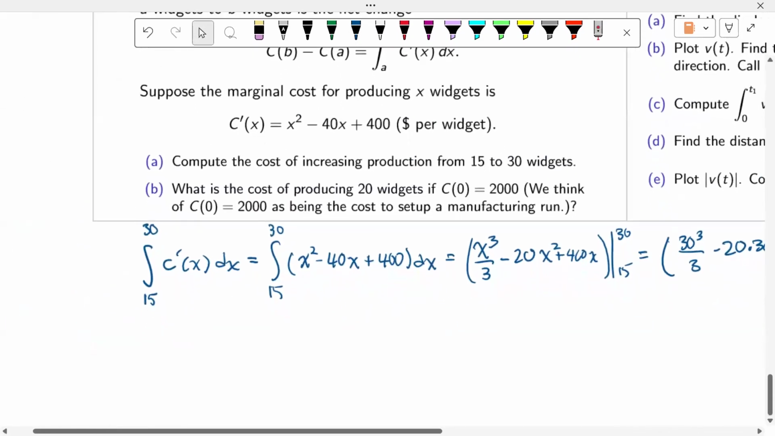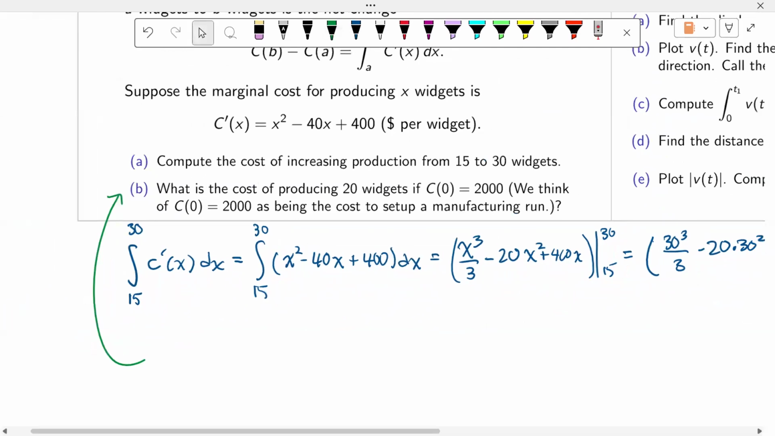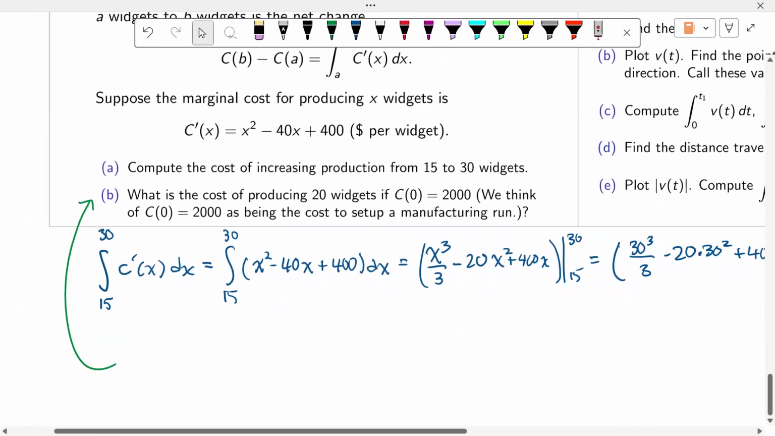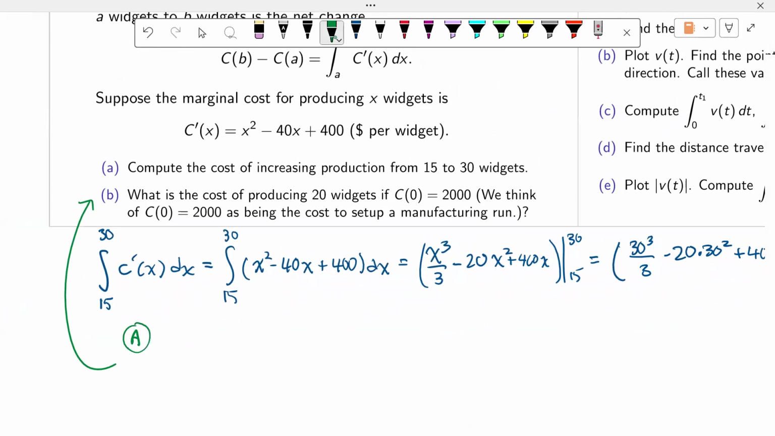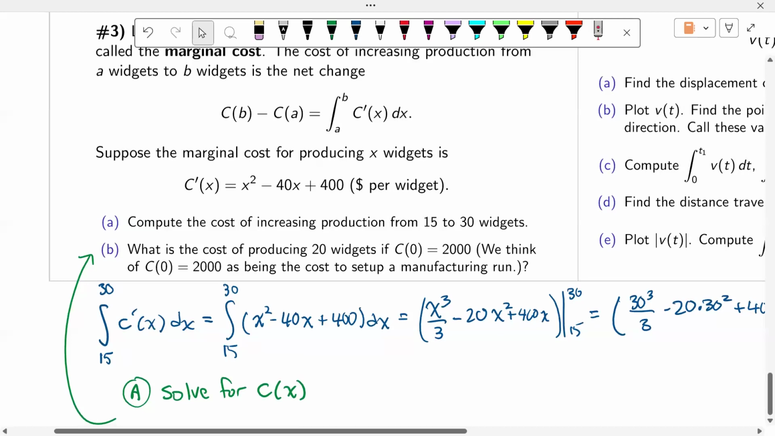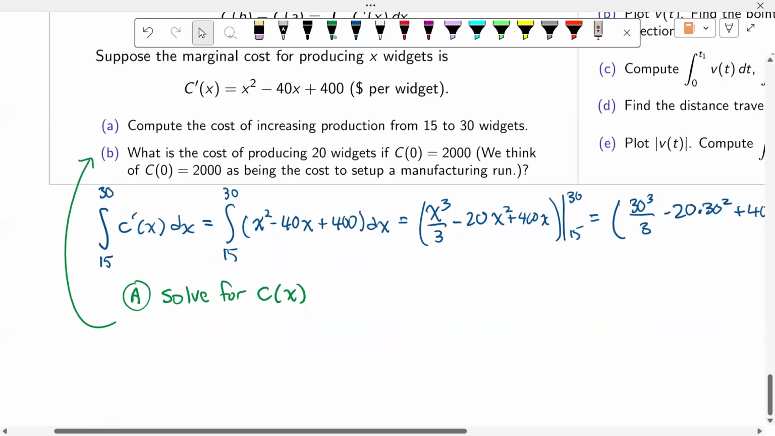For part B, I want to discuss this one because, yes, that's correct. For part B, we kind of have two options. Option A would be to solve for C of X, just figure out what C of X is. You'll notice that when we did part A, we never figured out what C of X was. We just did C prime of X. And so we could do that.